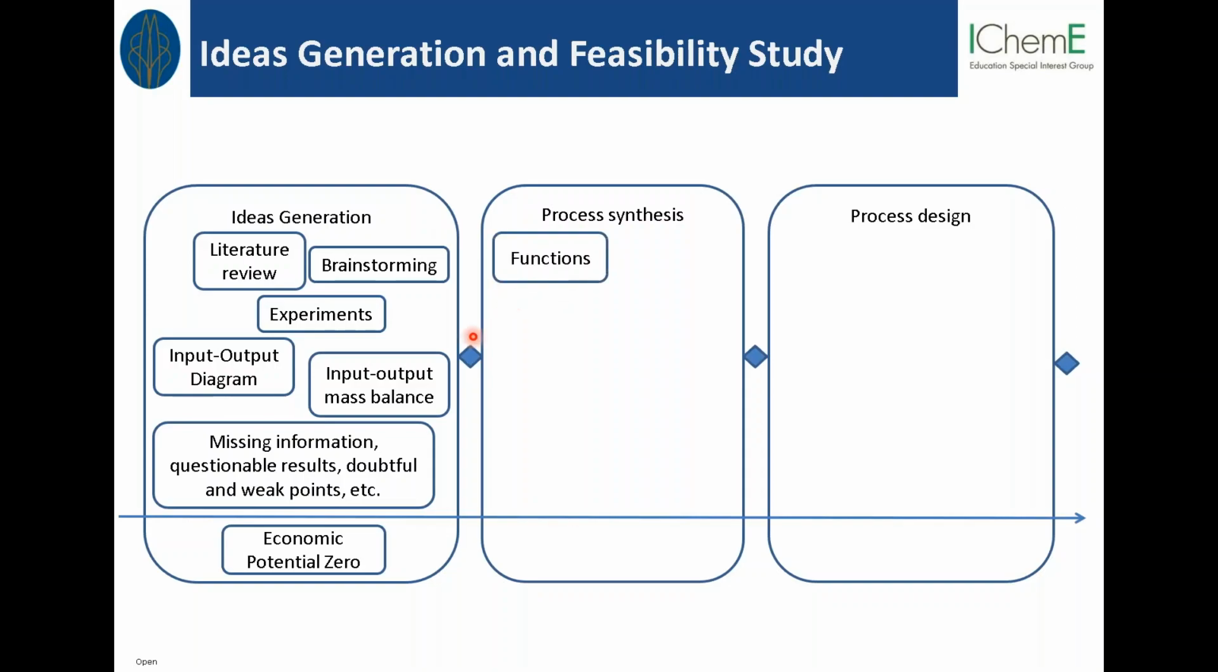Right, so we do some more experiments if we have to, and then we do some more literature review specifically on that selected process, and then we do some more brainstorming. And then when we develop the process, we base our process on the input and output diagram and mass balance, and we dig deeper, which I will show you in the next slides, to make the process more readable. And in that sense, we have to think in functions.